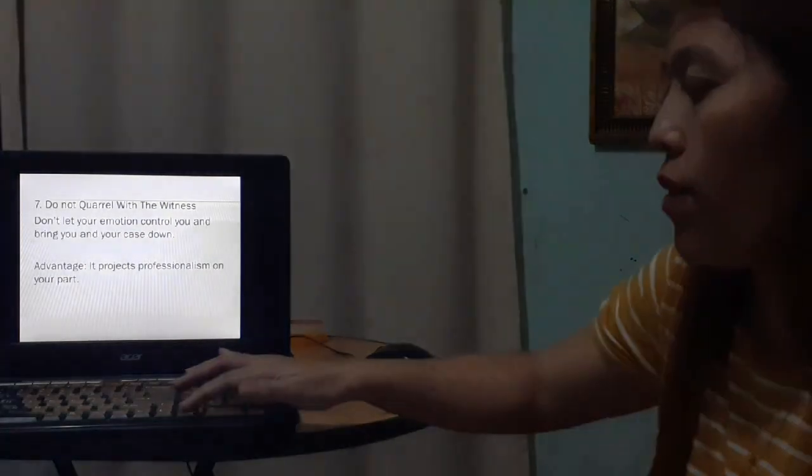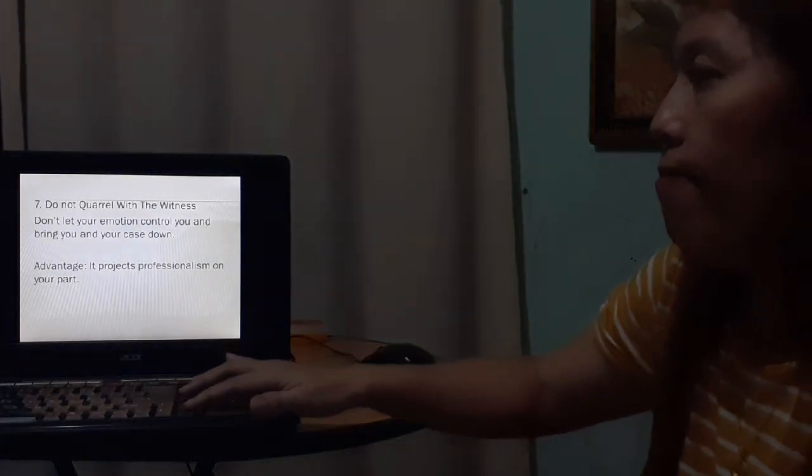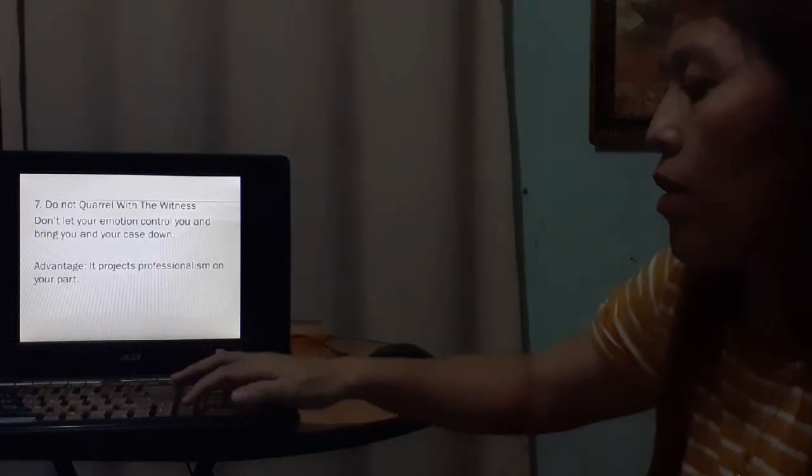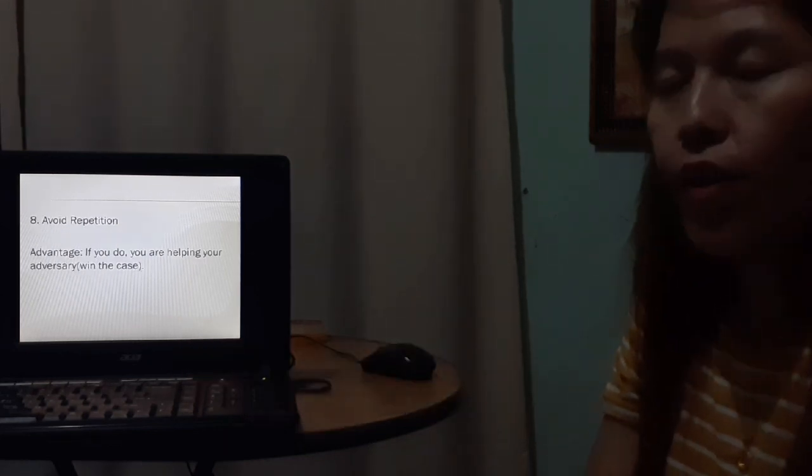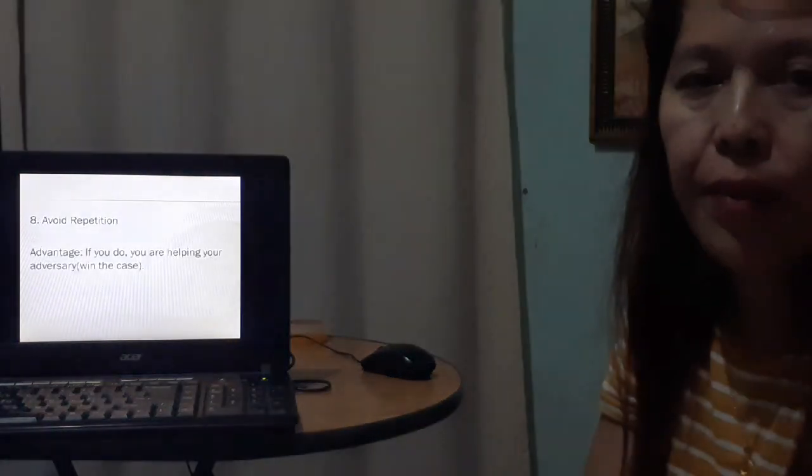So do not shout and do not let your emotion control you inside the courtroom. Here is also a very important point that you need to remember. Avoid repetition. Do not repeat your question. The reason for this is, if you repeat your question, the possibility is the witness will also repeat his answer. And most probably, he will give you the same answer over and over again.